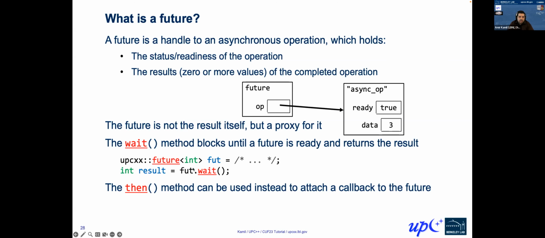Rather than waiting on this future and then using the underlying integer result, we can instead attach another function object to this future that will run when the future is ready, and it will take that integer value as an argument. And again, we'll see more details about this later.